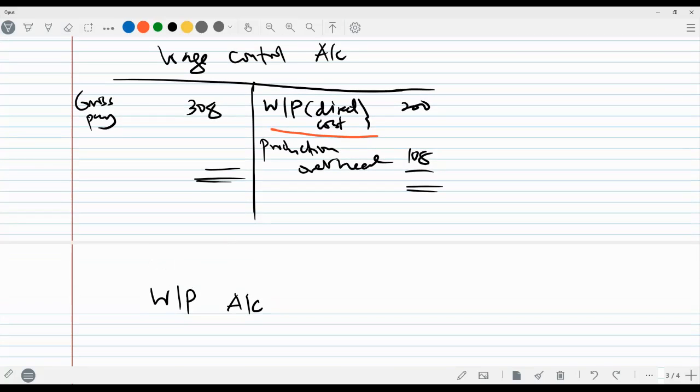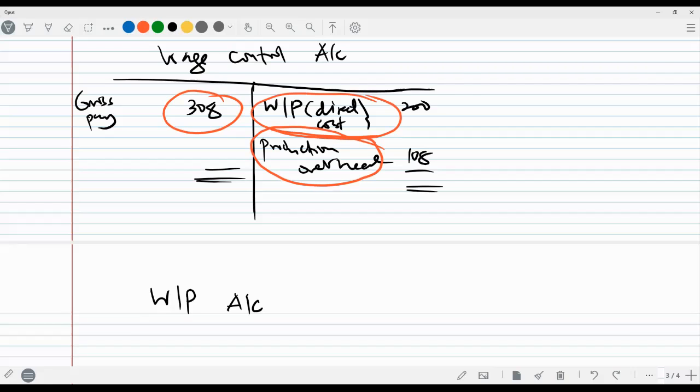So anyway, we first have the wage control account. As we mentioned, the gross pay will appear on the debit side of the wage control account. Then the part that is direct cost will be part of the work in progress. Therefore, this is work in progress, which is, for example, 200. The indirect costs become part of the production overhead cost.